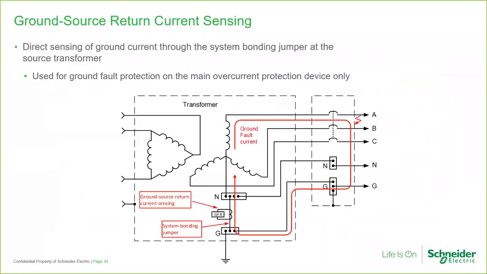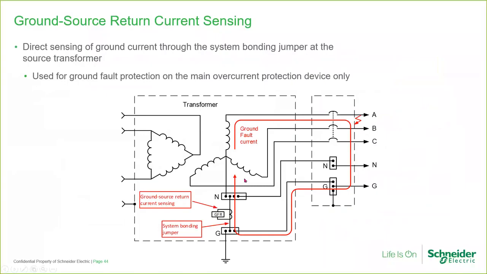Ground source return current sensing is another method for measuring ground fault current. We directly sense the ground fault current returning through the system bonding jumper using a current sensor right here. So here's the system bonding jumper and a current sensor on the system bonding jumper. This method does measure the ground fault current, but really only for the main device.